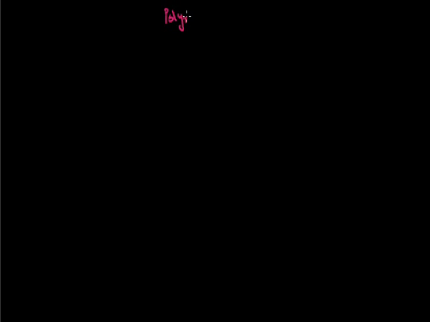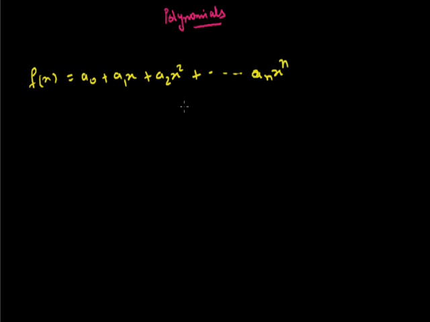Polynomials. An algebraic expression f(x) of the form a0 plus a1x plus a2x square plus dash dash dash an x to the power n is known as a polynomial in x.